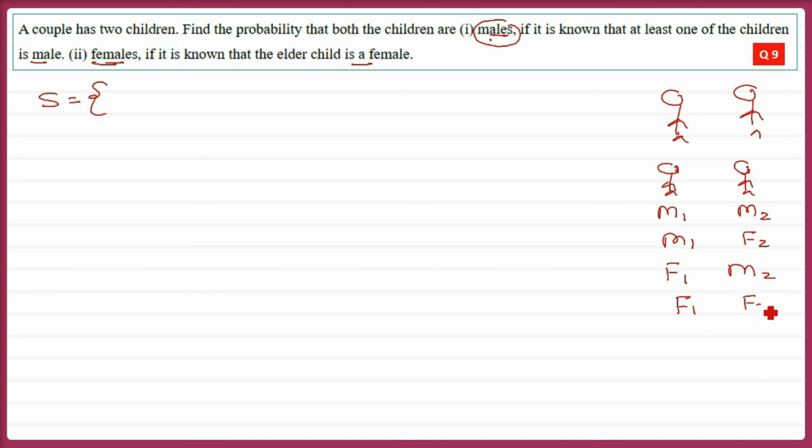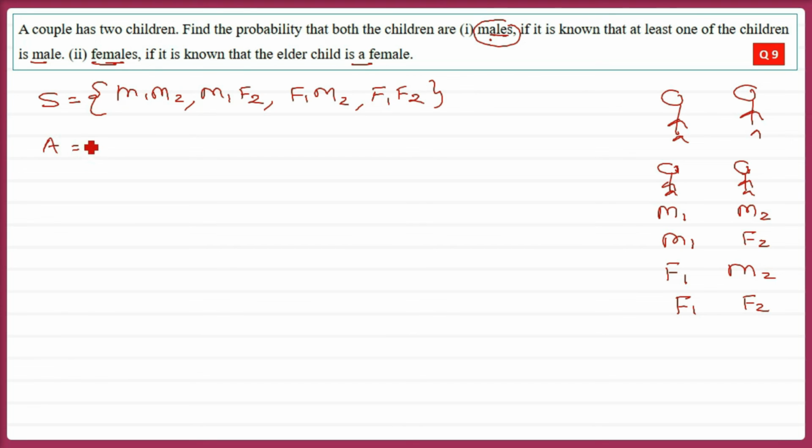Both kids or children can be female. So if you have two different things, the possibilities can be 2 by 2, that is 4. That's what I'm writing: M1 M2, M1 F2, F1 M2, and F1 F2, that is male male, male female, female male, and female female. So this is the bigger set, or the whole possible set.